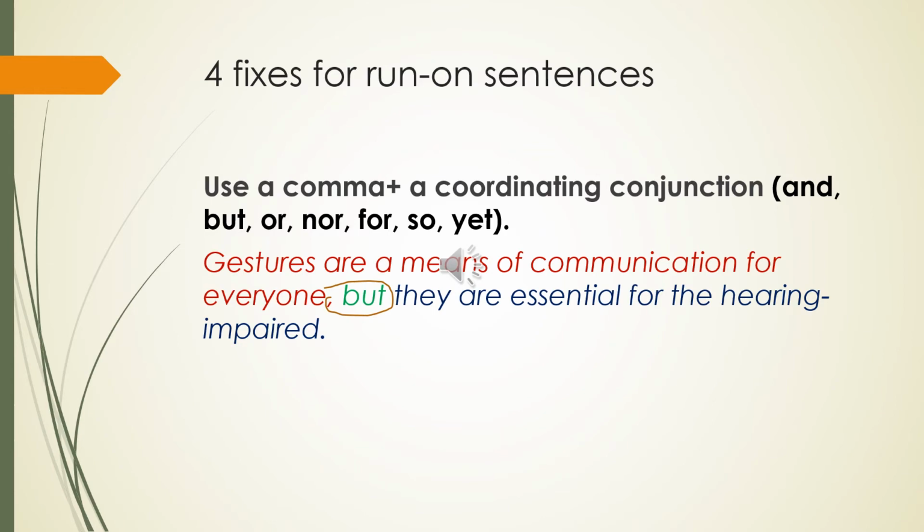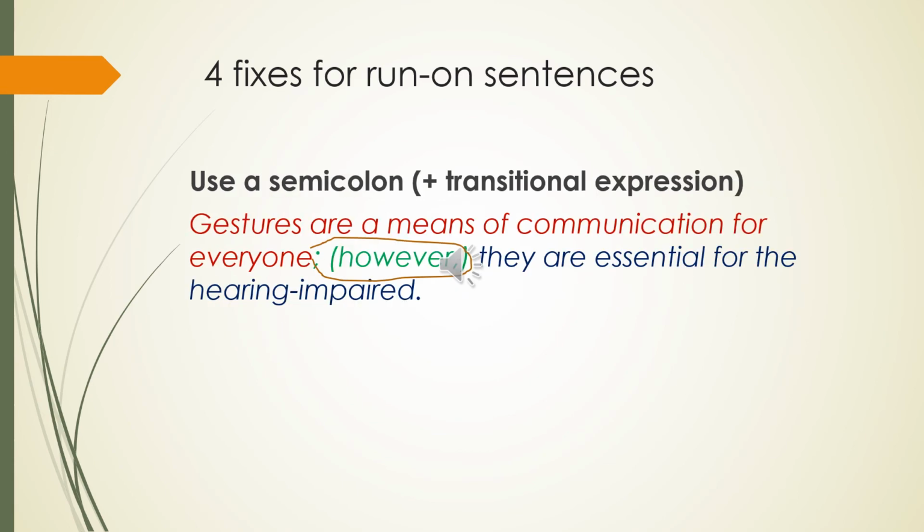All right, so there are four ways that you can fix a run-on sentence, and the very first one is by adding a comma and a coordinating conjunction, and they listed those for you as well as giving you an example of what that looks like. The second way to fix a run-on sentence is by using a semicolon and a transitional expression, and they've also given you an example of that. When you use the semicolon and that transitional expression, make sure you use a comma after the transitional expression. The example of that is "however."